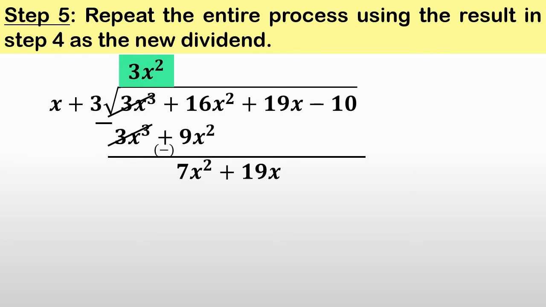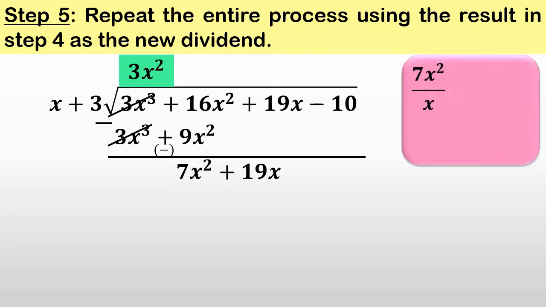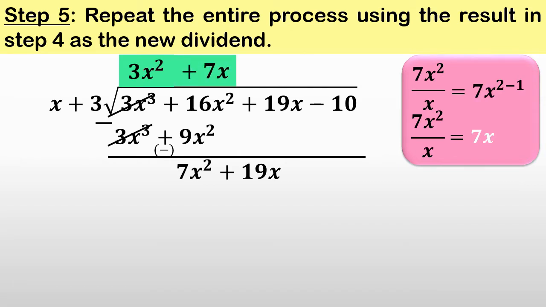So again, let's copy the result. Sabi, repeat the entire process. So it means we need to divide again the first term of the dividend by the first term of the divisor. So ang first term ng dividend natin ngayon ay 7x squared. And ang divisor natin ay x. So, let's divide it. 7x squared divided by x is equal to, so copy 7, x raised to second power minus 1. So, let's subtract the exponent. So, the answer is 7x. Now, the second term of the quotient here is positive 7x.